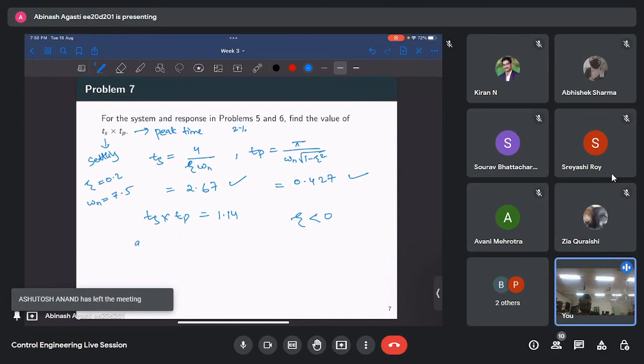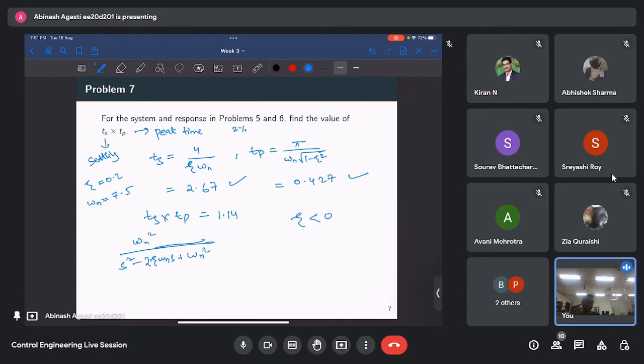If I have a system s square plus 2 zeta omega n s plus omega n square, and zeta is less than 0, so let's say this is something positive. Can zeta be negative? For a physical system it cannot. Omega n and the damping coefficient are both positive. Is it possible to make zeta less than 0?